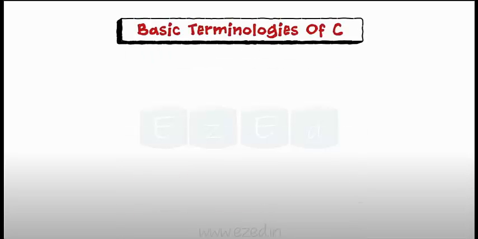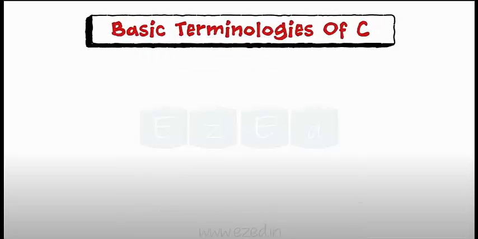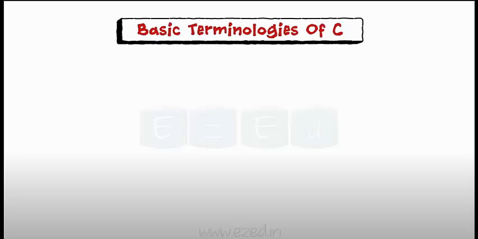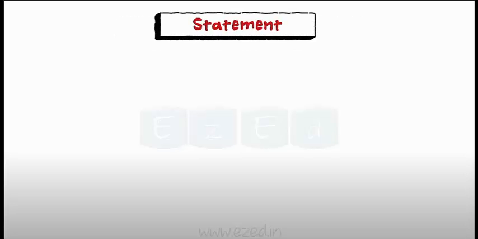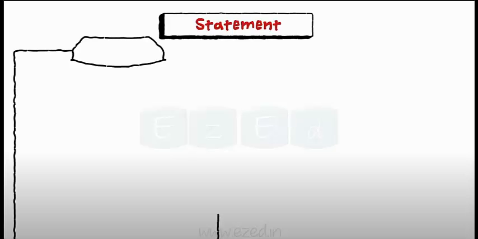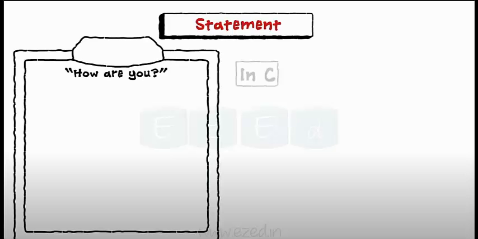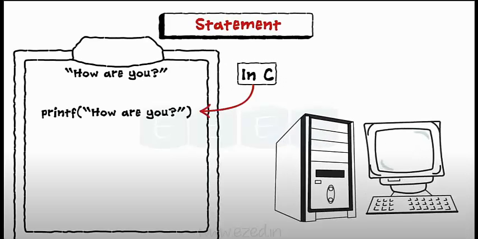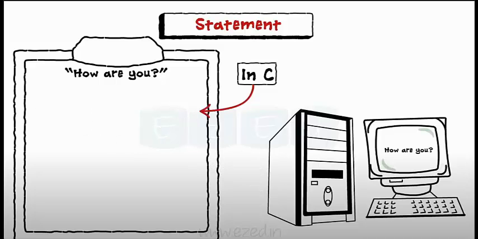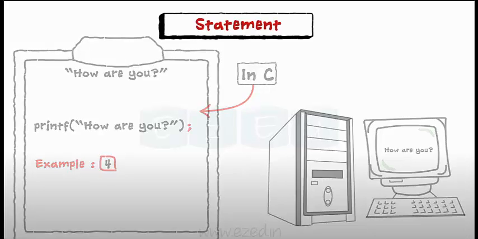Before understanding the control structures, we must understand some terminologies of C language. Let's start learning about statements first. Just like a normal English statement, a statement in C is a line which performs an action when a program is executed. Take for example the assignment statement. An assignment statement assigns a value to a variable. Every statement is terminated by a semicolon.